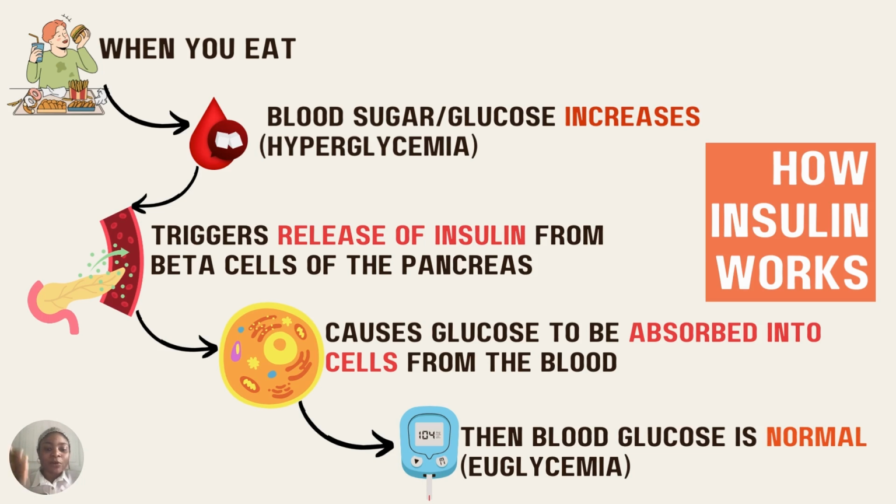We need it to go from the blood into the cells, into your fat cells, and do what it's supposed to do. So insulin being released from the beta cells of the pancreas allows that to happen. And some of it is used for energy. Some of those glucose is used for energy.